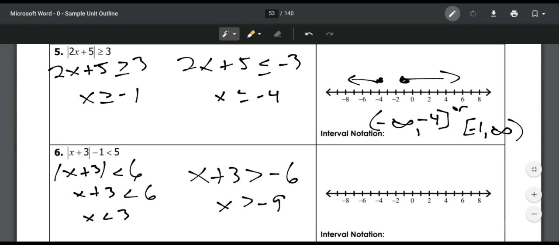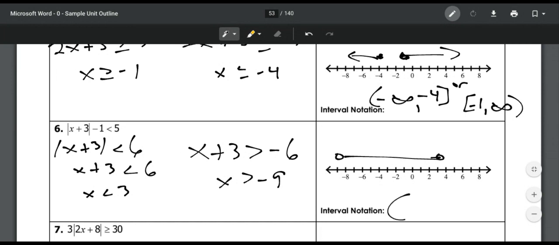So x is less than 3 and greater than -9. So they are going to connect. So the furthest thing is -9, and it's going to go through 3. And since it connects, we can put this in the middle. X is greater than -9, less than 3.